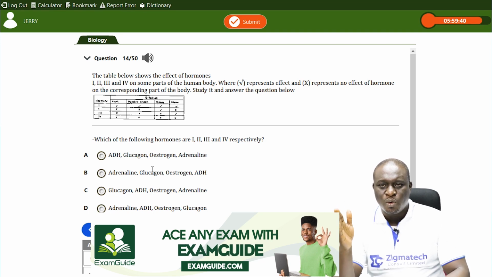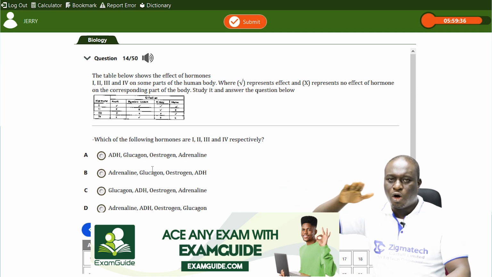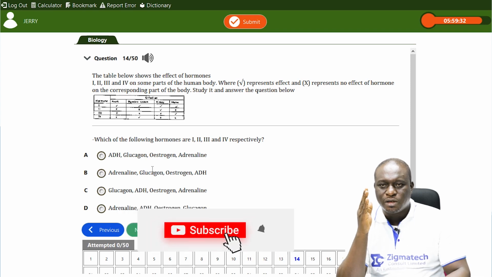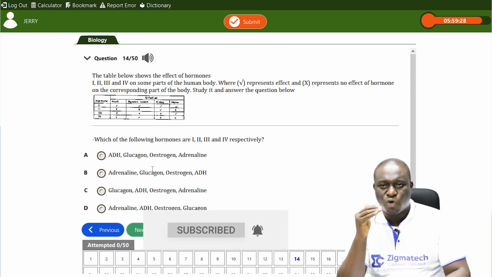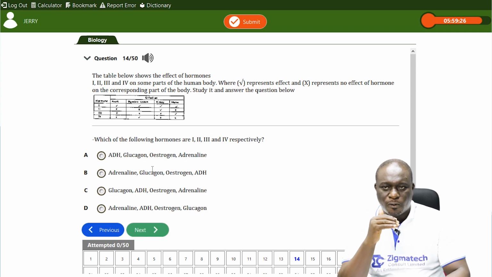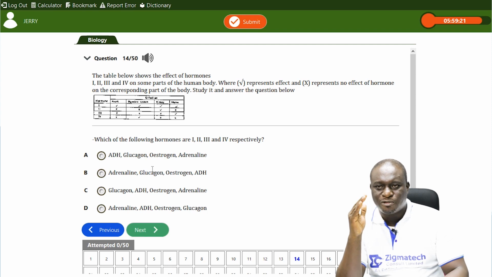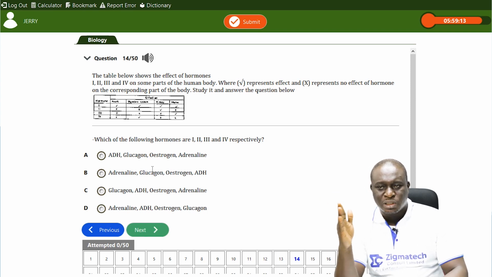Please flow with me. We have hormone. That is, you're looking at the column, the upper column, not the rows. Now, we have the hormone. Under the hormone, we have Roman figure 1, 2, 3, and 4. Now, move to the next. We have the heart. After the heart, move to the next. That is the digestive system. Move to the next. That is the kidney. Move to the next. That is the uterus.